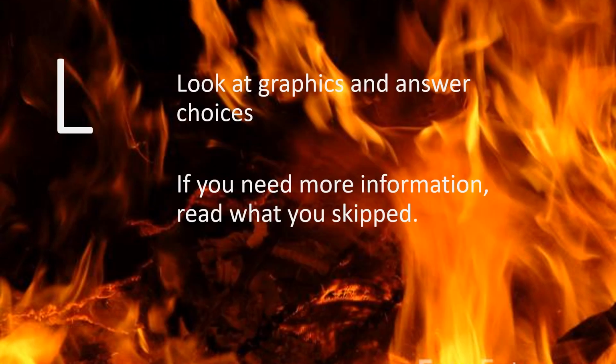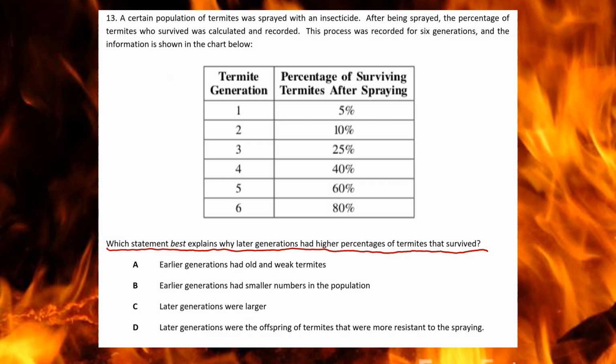The L, look at the graphics and answer choices. More, if you need more information, read the part that you skipped. So let's look at the next answer. When we look at this, we notice that we have a graph or a table. And what does the table say? It is talking about generations, and then it's talking about the percentage surviving after spraying. And we see that that percentage has changed. So we have just looked at the graphic and analyzed the graphic.